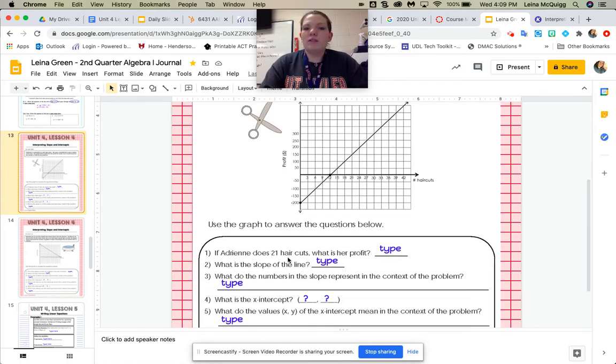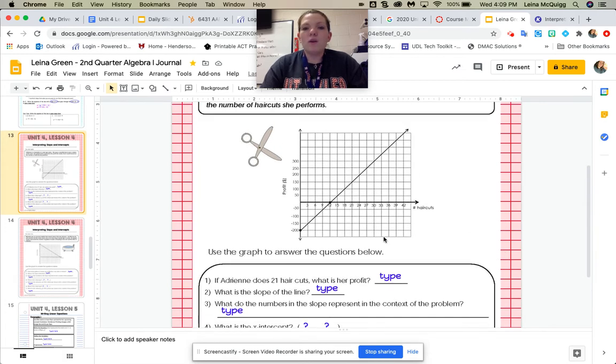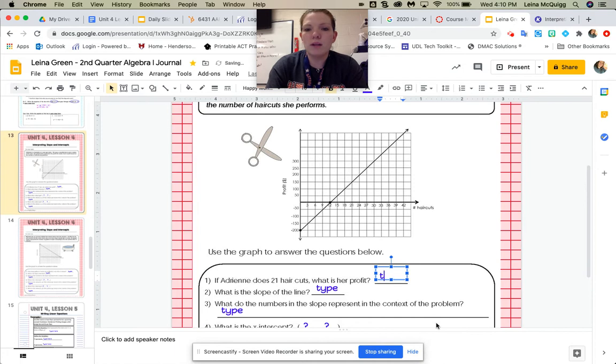Let's answer some questions. So it says, if Adrienne does 21 haircuts, what is her profit? Well, let's see. My x-axis tells me the number of haircuts. That's what it says here. My y-axis tells me the amount of profits, the money we are making, actually bringing home after we've paid all our bills. So I want to know when 21 haircuts. So at 21 haircuts, let's see, this goes 3, 6, 9, 12, 15, 18, 21 haircuts. I'm going to go up to this line, and that is $150. So she makes $150 after 21 haircuts.